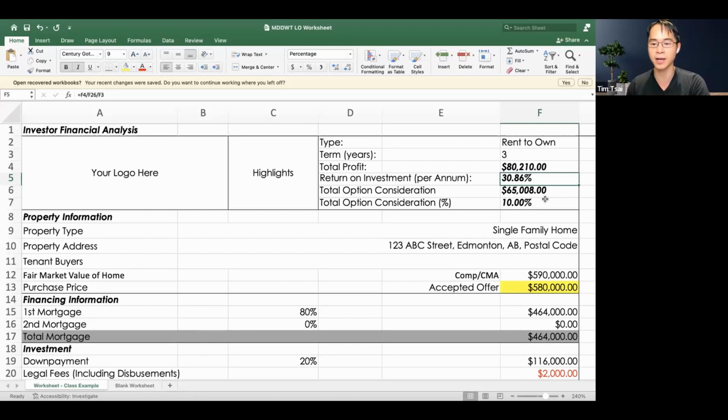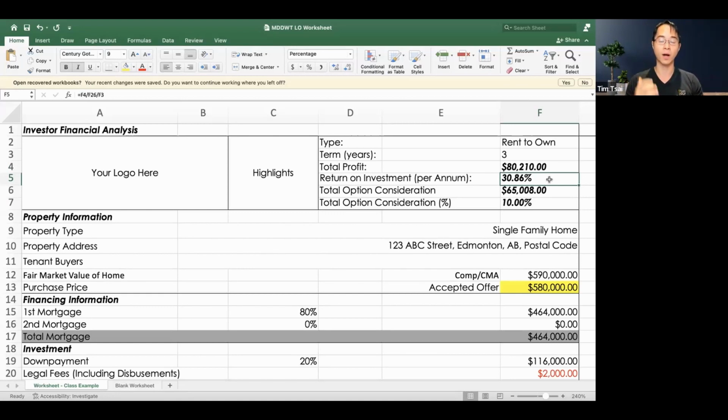So let the numbers do the talking, and they are still contributing just about 10% in total option consideration towards their final down payment. And so here you can see profit went up, ROI went up as well. So that's about a 1.36% increase in your annual cash on cash or annual return on investment.